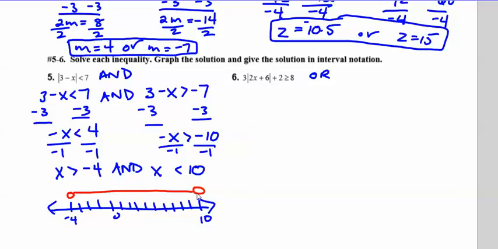And then if we want to show that in interval notation, parentheses means not including negative 4, and up to 10 with parentheses as well.